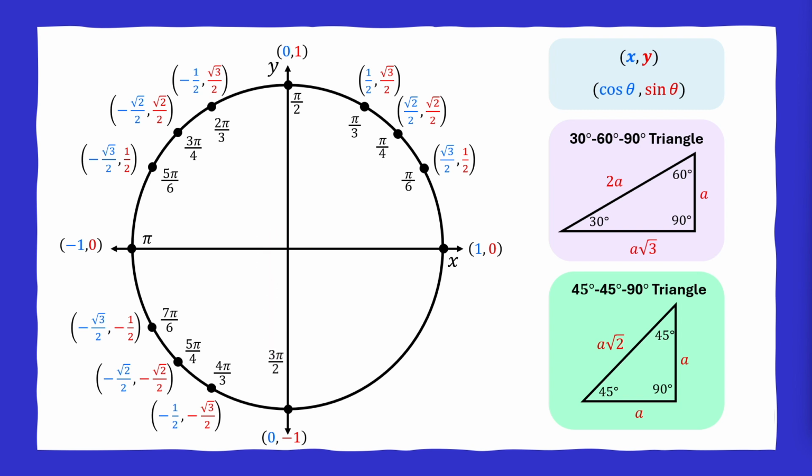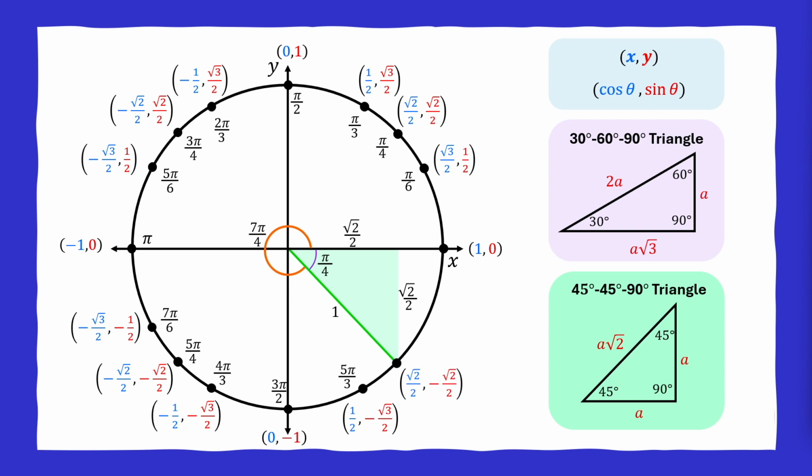value of -1. At 5 pi over 3 radians, the reference angle is pi over 3, and the triangle is in the fourth quadrant. The x-coordinate remains positive, while the y-coordinate is negative, resulting in coordinates of 1/2 and -√3 over 2. At 7 pi over 4 radians, the reference angle is pi over 4, and the triangle is in the fourth quadrant. The x-coordinate remains positive, while the y-coordinate is negative, giving coordinates of √2 over 2 and -√2 over 2.